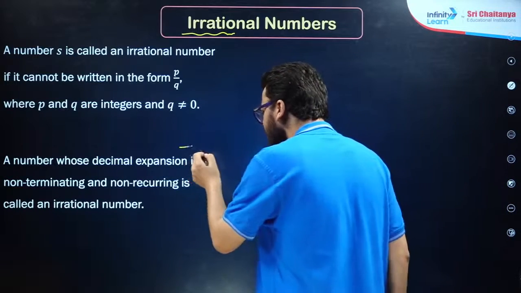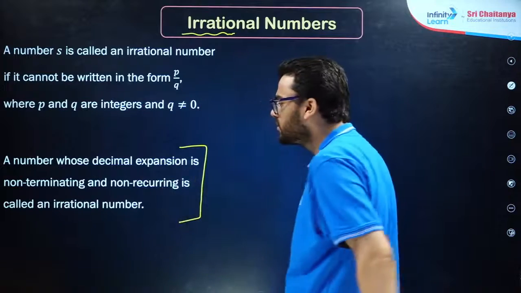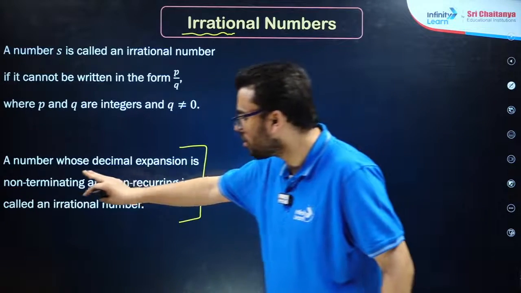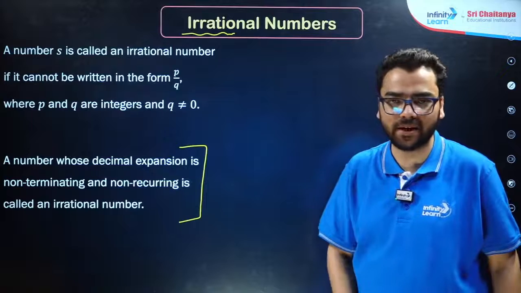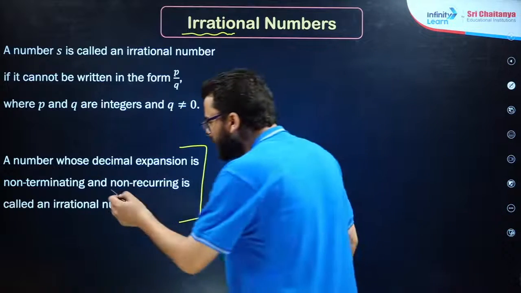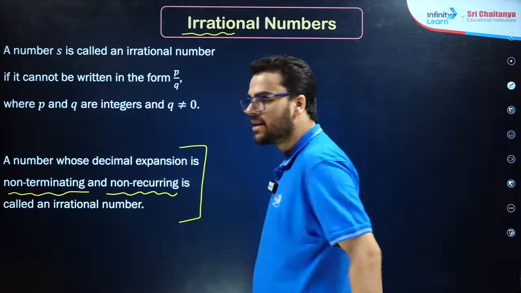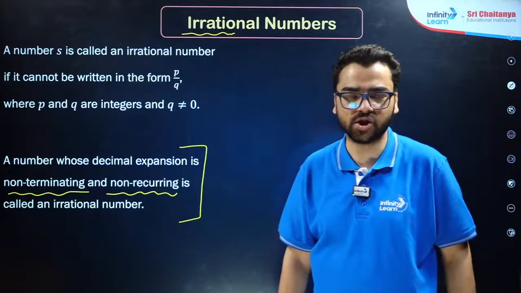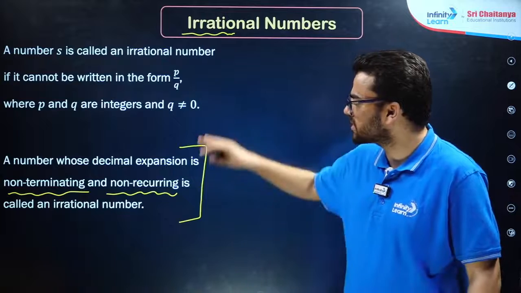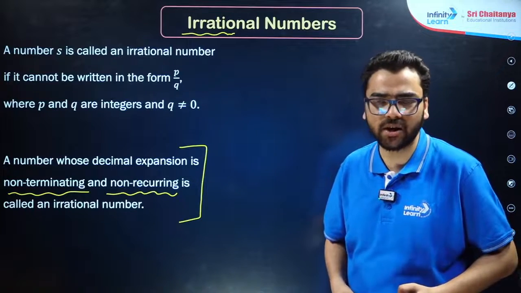Alternatively, the definition is a number whose decimal representation is non-terminating and non-repeating. Non-terminating decimal representation and non-recurring decimal representation. Is that clear? So those types of numbers are called irrational numbers.